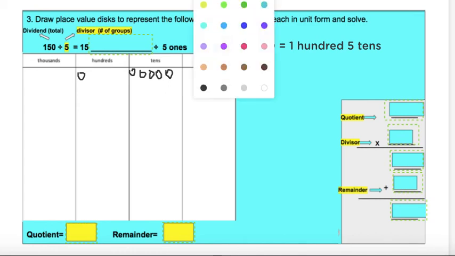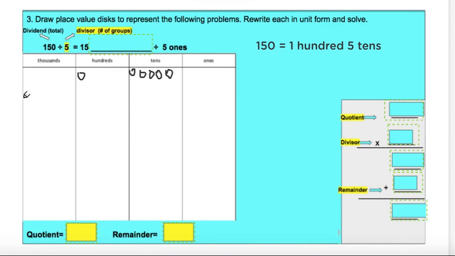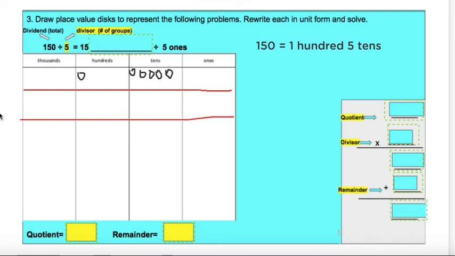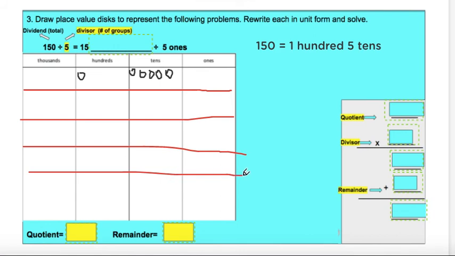Look at your divisor. If you said 5, you are absolutely correct. 1, 2, 3, 4, 5. Don't forget to count on the side to make sure that you counted the correct amount of groups. And we always start in our largest place value. So am I going to start in my hundreds or my tens? Yeah, my hundreds because it's bigger.